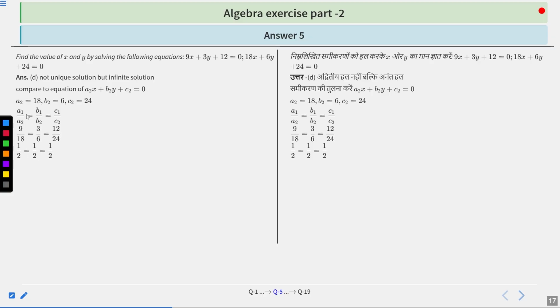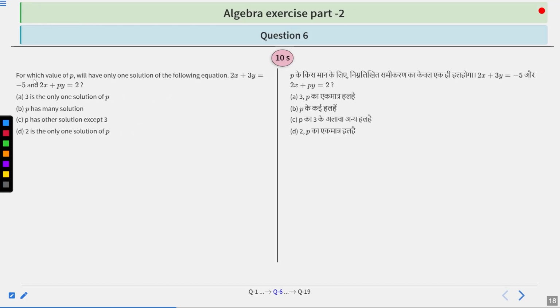That means a1 upon a2 is equal to b1 upon b2 equal to c1 upon c2. That means there is no unique solution, but infinite solutions. Therefore, option number D, not unique solution, but infinite solutions. That means these two equations don't have any unique solution.